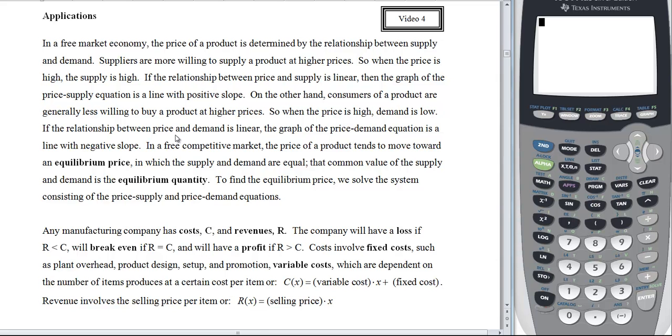If the relationship between price and demand is linear, then the graph of the price-demand equation is a line with negative slope. In a free, competitive market, the price of a product tends to move toward what's called an equilibrium price, in which the supply and demand are equal. That common value of the supply and demand is the equilibrium quantity. So this is referring to the x's, and that's the price of the item where they're in equilibrium. To find the equilibrium price, we solve the system consisting of the price-supply and price-demand equations.